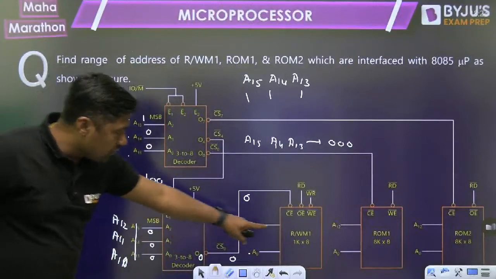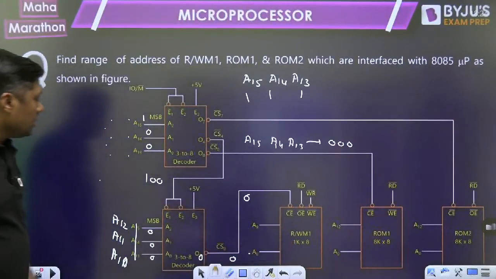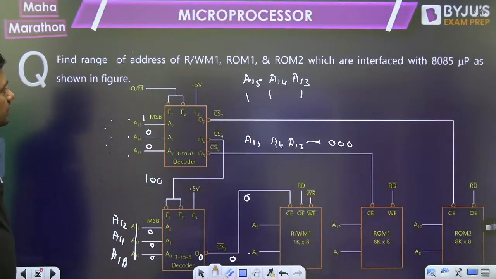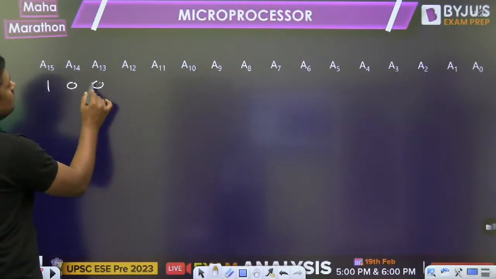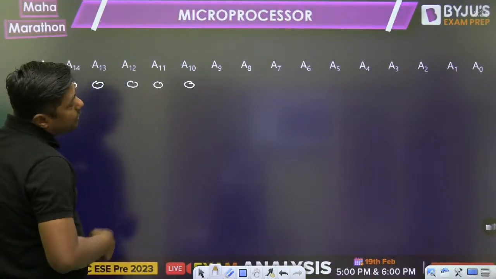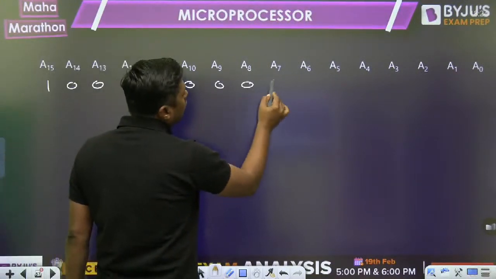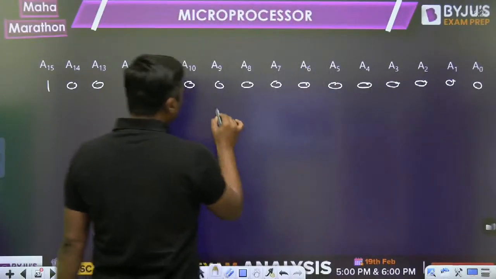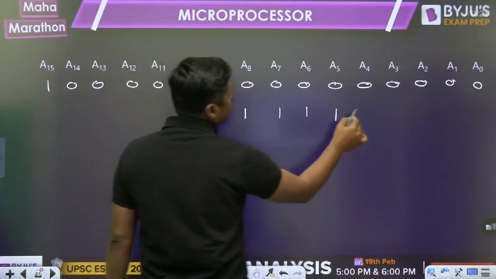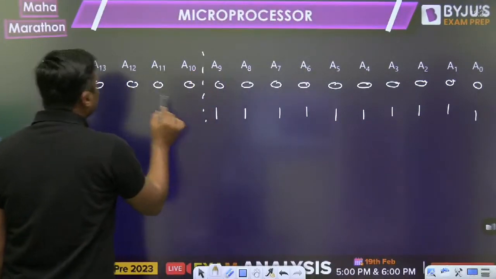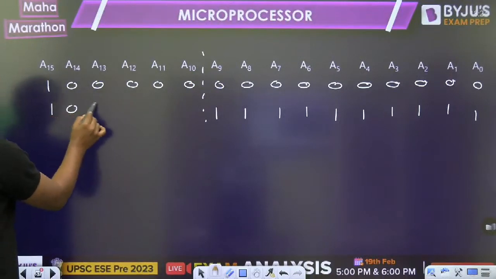What is the range of the first read-write memory? The middle order address is 000 and the higher order address is 100. The lower order address goes from all 0s to all 1s. Always remember, the middle order address and higher order address remain the same.